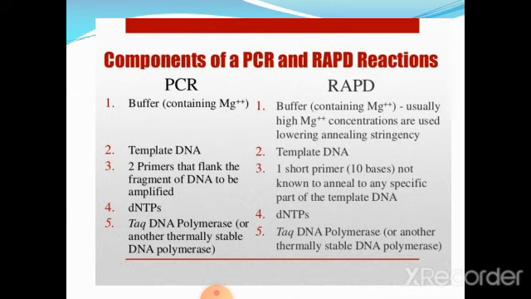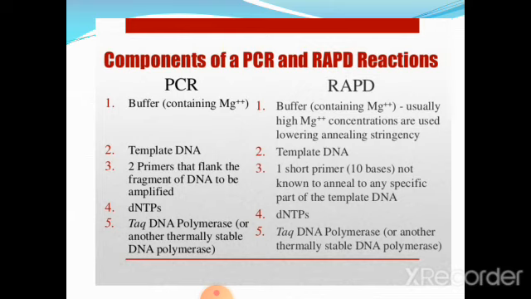For lowering annealing stringency. So in RAPD, you give higher concentrations of magnesium ions compared to PCR. What is the template used? In both the cases, it is DNA.